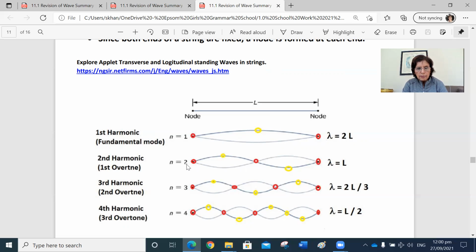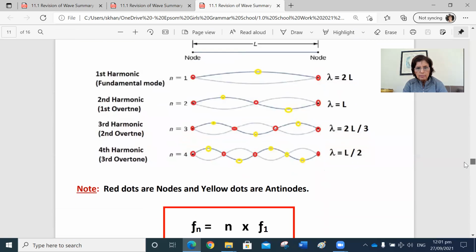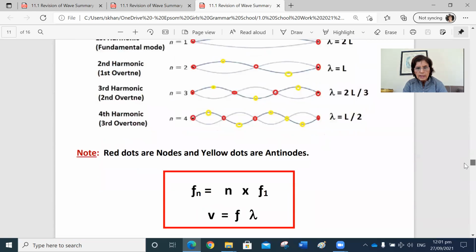Now, what's the relationship? The frequency of the second harmonic is 2 times the frequency of the first harmonic. The third harmonic is 3 times the frequency of that one, and the fourth harmonic is 4 times the frequency of that one. These are the patterns seen in all string instruments where both ends are fixed. As I mentioned, if you want to find the fifth harmonic, that will be 5 times the first harmonic, f1. And the basic equation is v equals f lambda.